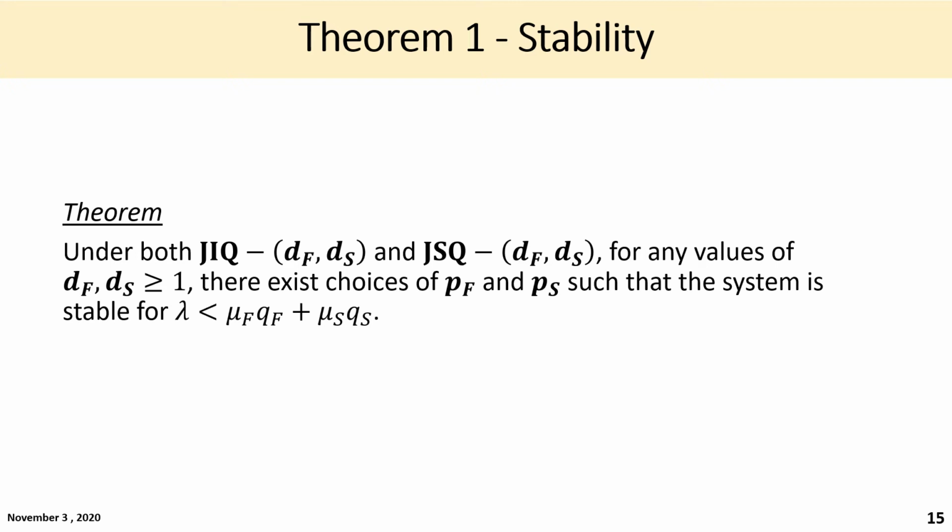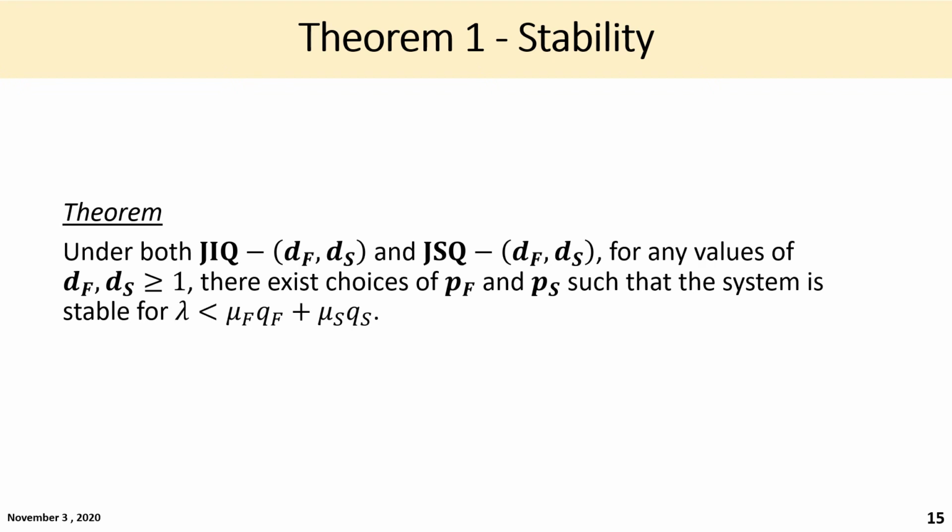Under both the proposed policies, as long as both DF and DS are greater than or equal to 1, there exist choices of PF and PS such that the system is stable for all lambda less than the average processing rate of the system servers.